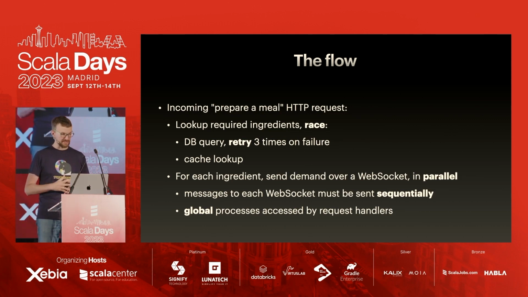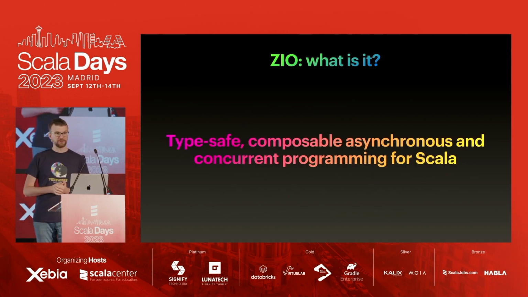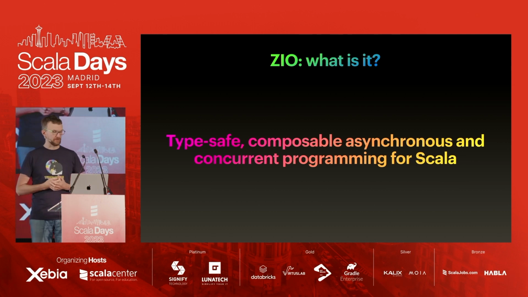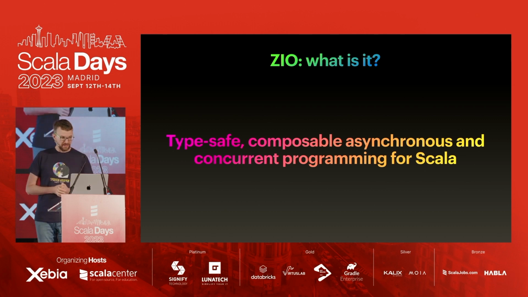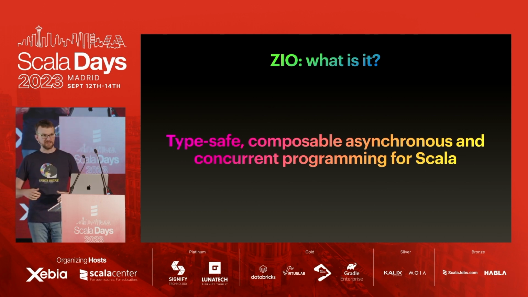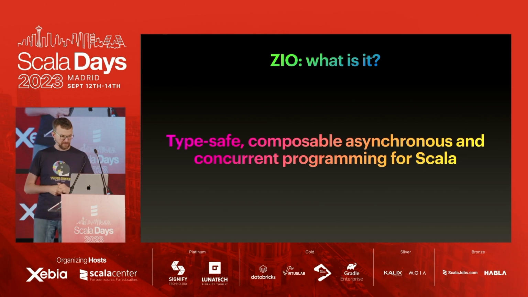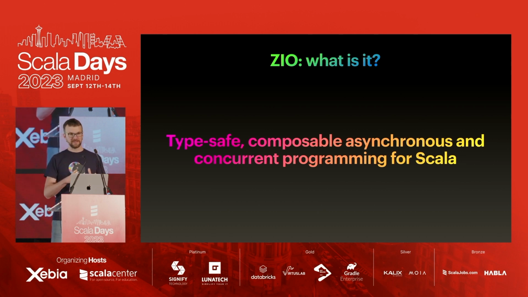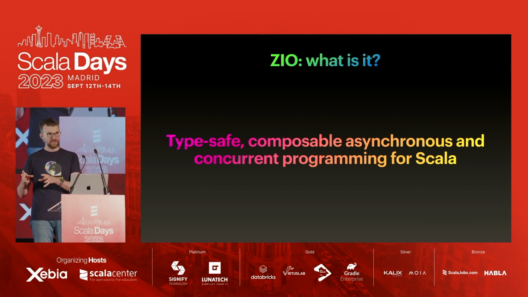Okay, so that's the setup. Let's start with ZIO. So ZIO introduces itself as type-safe, composable, asynchronous, and concurrent programming for Scala. The feature that makes ZIO stand out is that it's using pure functional programming. I will assume that you are more or less familiar with how functional effect systems work and how they differ from futures and so on.